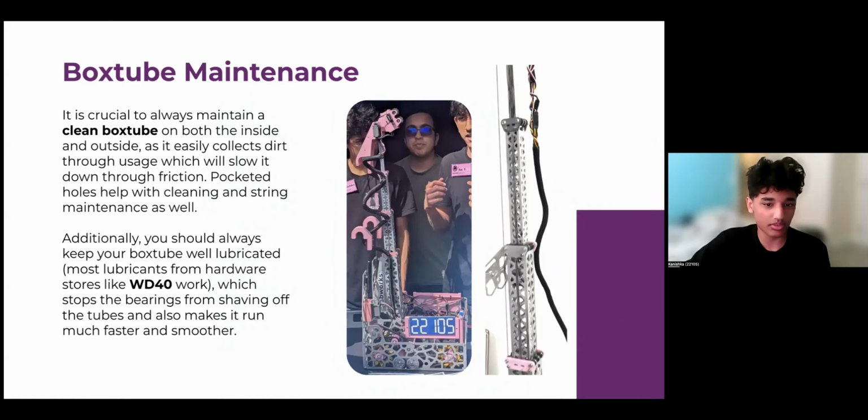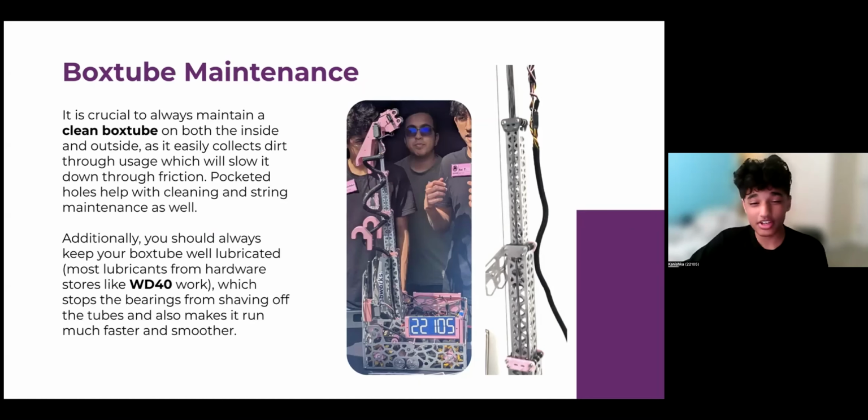Aluminum can just be cleaned regularly with soap and water. The outside is fairly easy to clean, but the inside may be difficult to clean. So you can clean it from the back of the box tube, like the bottom of it, or you can clean using the pocketing. You can reach inside and clean it.